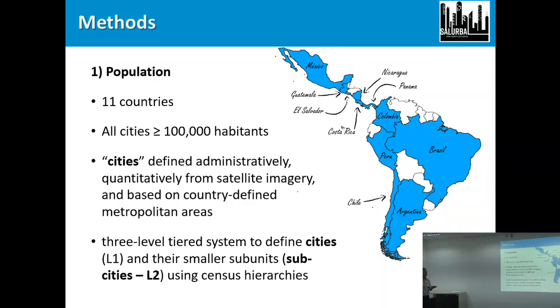And then we have three levels. We have the L1, the level one, which we are calling cities, but in Brazil we would call metropolitan areas. The level two, which are the cities inside the metropolitan area, but this varies among the countries. That's why we are calling L1 or L2 and not cities or sub-cities. And we have a third level, which is still not being used because it is a bit more difficult, because inside a city or administrative unit, we are using census tracts to define new areas. This is going to be our level three.